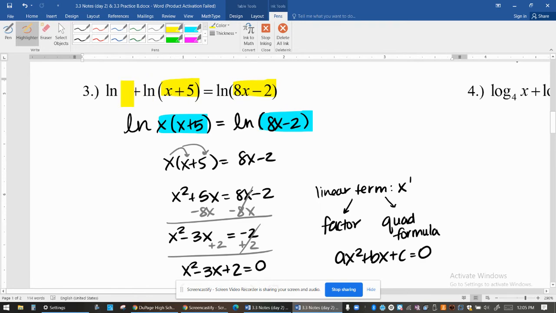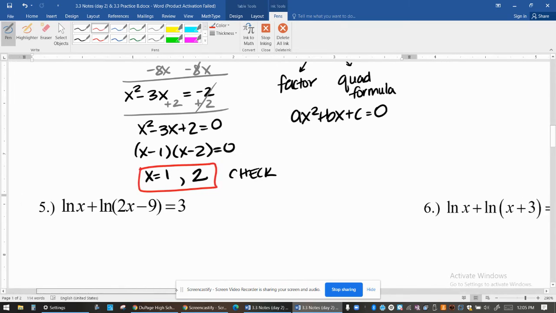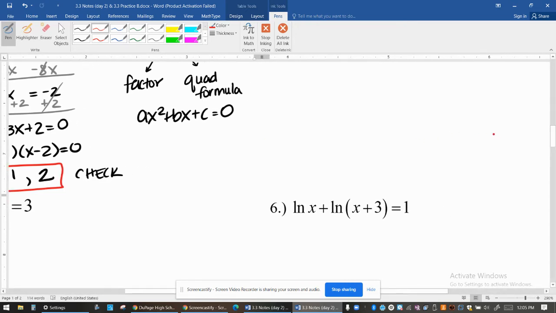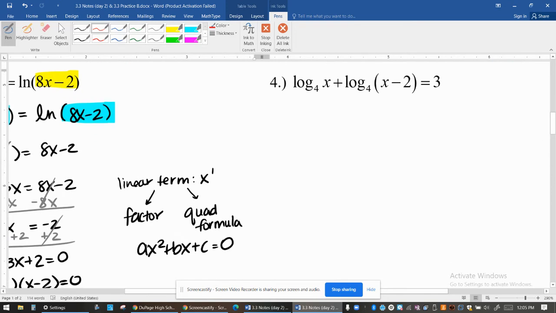Same if I substitute 2. I'd get natural log of 2 plus 7, right? And natural log of 14 from 8 times 2 is 16 minus 2. So your goal is to make sure that you don't have any answers that, when you substitute them, give you a negative argument. So in this case, they both work. Now, if neither of them work, then you would say no solution, okay? So if they're both extraneous, or even if you just get 1 answer and it's extraneous, you can say no solution.